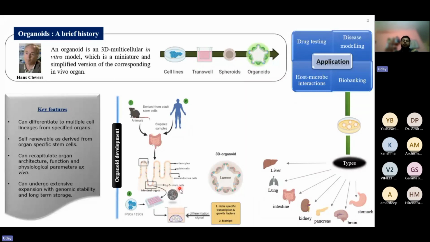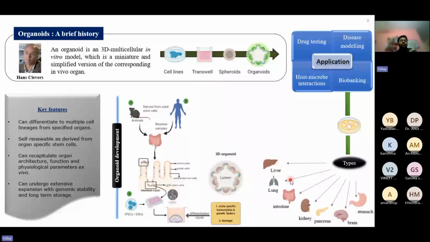And this stem cell cannot grow without being given some kind of transcription factor. So you have to provide some specific transcription factors, and you have to provide Matrigel because the Matrigel acts as an extracellular matrix. So when you provide both these factors, it can differentiate into all the cell layers that are present in the intestine and produce the organoids. And these organoids can be developed for various organs, from liver, kidney, lung, stomach, brain, etc.